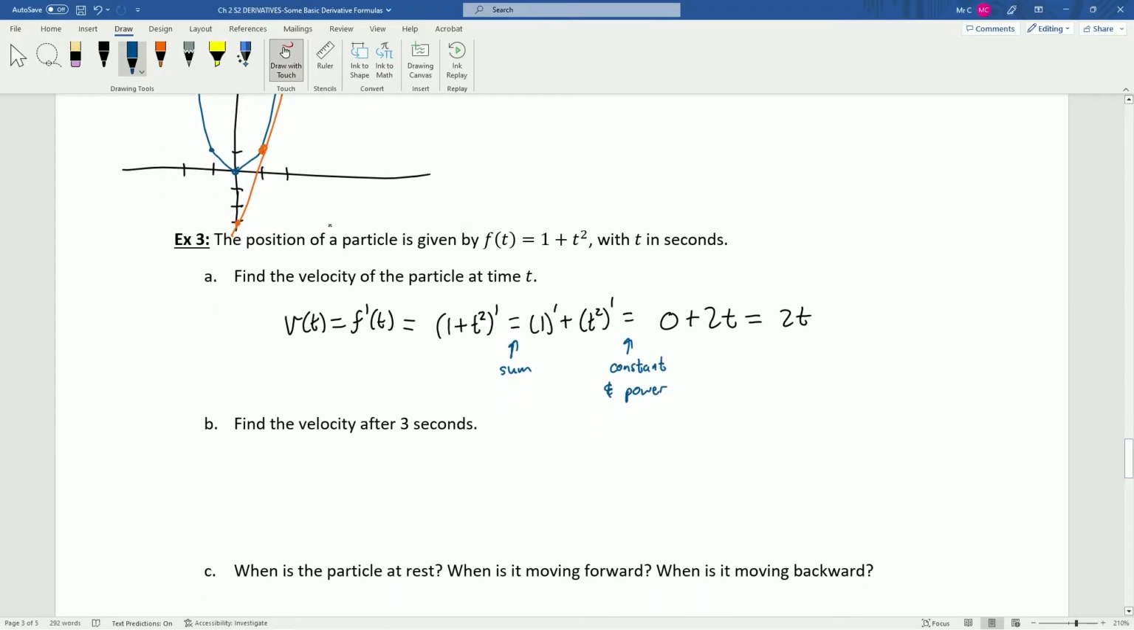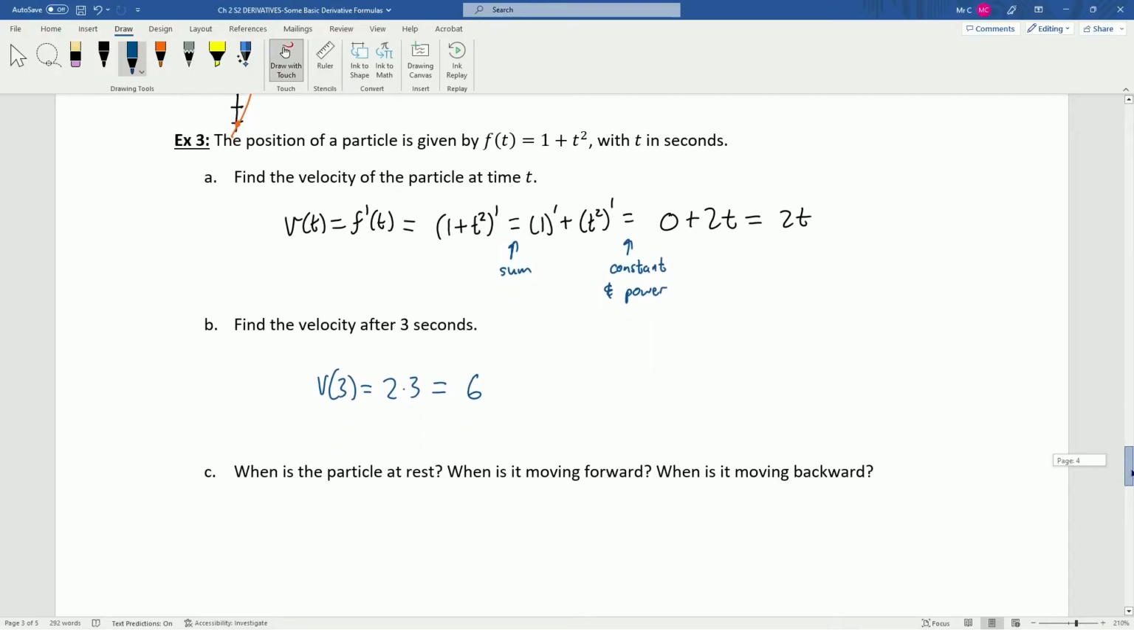All right, find the velocity after 3 seconds. Well, v of 3 is pretty straightforward. That's 2 times 3. Just plug into your function. That's 6. When is the particle at rest? When is it moving forward? When is it moving backward?